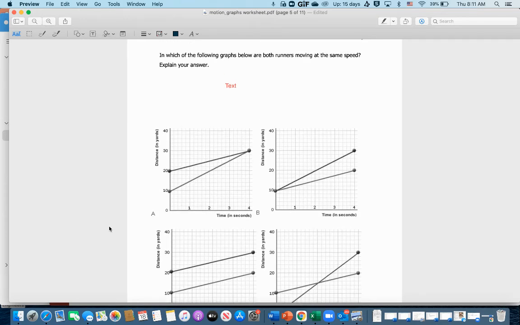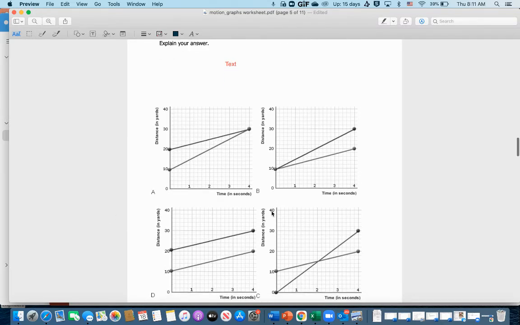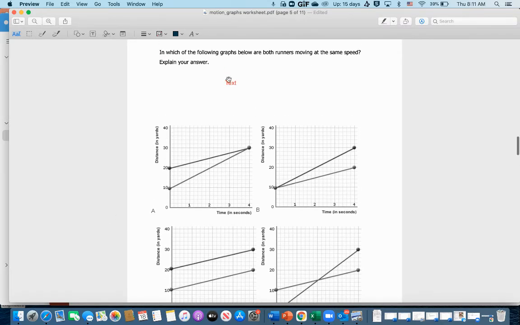All right, so then let's go to this part. In which of the following graphs below are both runners running at the same speed? Explain your answer. So really to understand this, we got to remember what speed is, right? So I'm going to go down here, and I'm going to say speed is equal to distance over time. So if I want to keep that in mind, distance over time, I'm going to be comparing 2 things. I'm going to compare the distance that each of them goes over the time that each of them goes.